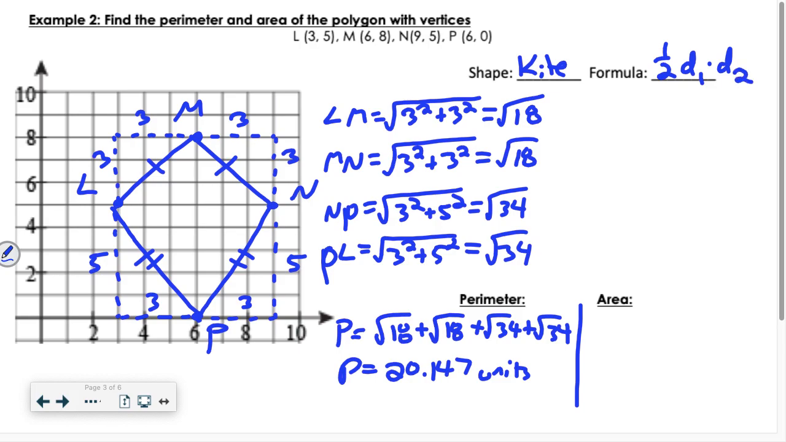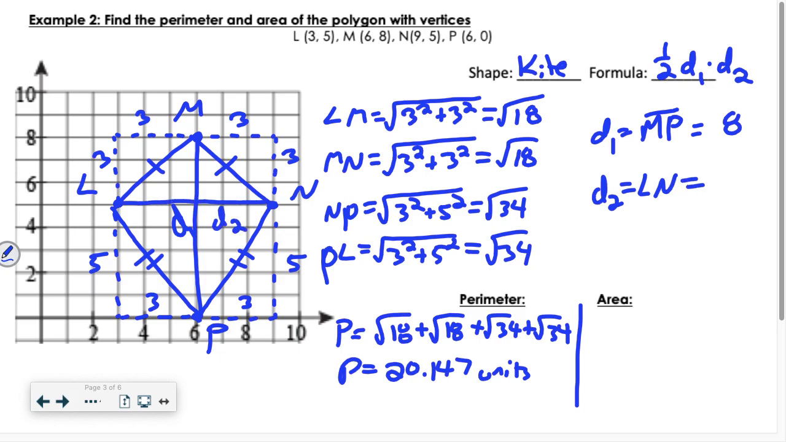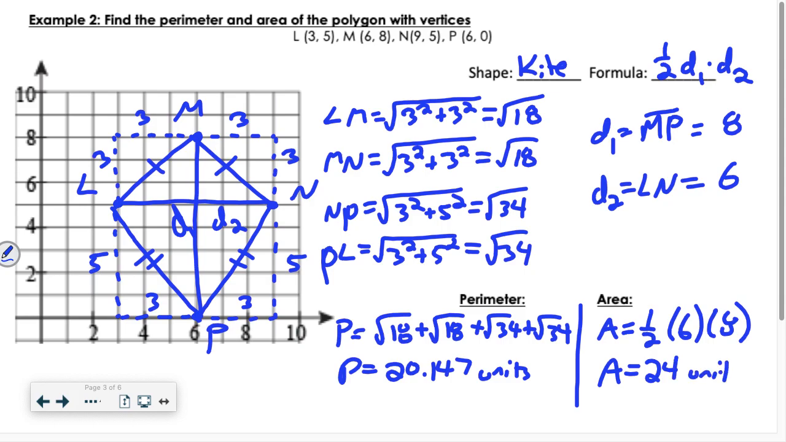So in this scenario, my diagonals are defined by MP, and so D1 is going to be MP, which in this case has a length, I could just count it out as 8. Diagonal 2 is going to be defined as LN, and that has a length of 6. So for my area, 1/2 of 6 times 8. I multiply that out, I get 24 square units.